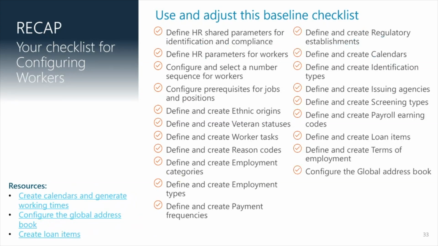The third one is configuring the checklist for workers. And then here is the baseline checklist. Again, on the left-hand side, the resources, and the right-hand side, the checklist for configuring the workers. Starting with the parameters of the workers, and going through a similar type of list, going through the jobs and positions, the prereqs, which we just discussed in the previous checklist, the ethnic origins, veteran statuses, worker tasks, reason codes, employee categories, employment types, payment frequencies, regulatory establishments, calendars, application types, issuing agencies, screening types, payroll, learning codes.